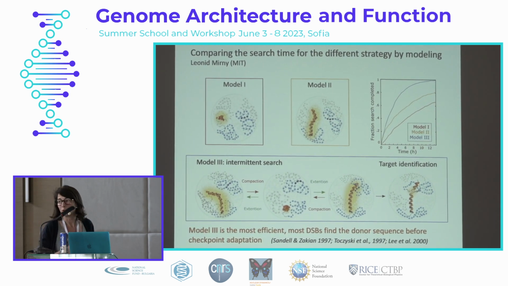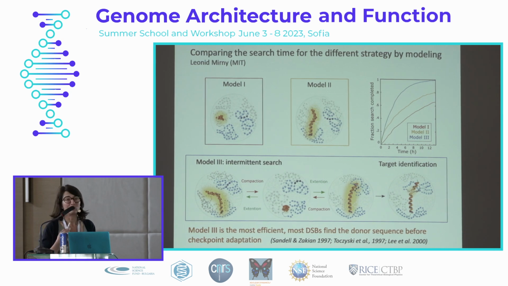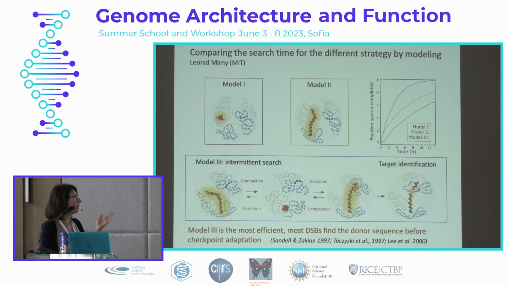You can see that model one is working. It's not that it's not working, but by 12 hours, so after checkpoint adaptation, thanks to Sahan, you heard this morning that after a certain amount of time, the cell will give up trying to repair and go through the cell cycle. So the aim for the cell is to have all the cells find their target by this time. It's interesting to see that with model one, only half of the cells will find the target by this time, while with model 3, which is very robust and efficient, all cells will find the target, model 2 being in between.